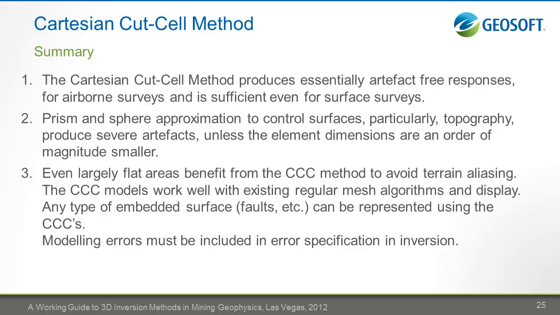So what I'd like to summarize with at this stage is that the Cartesian cut cell method essentially produces artifact-free responses from airborne surveys, and in many cases is sufficient even for surface surveys, eliminating the need for upward continuation of the data, which always degrades the inversion result. Prism and sphere approximations to the control surfaces, particularly topography, both produce severe artifacts.